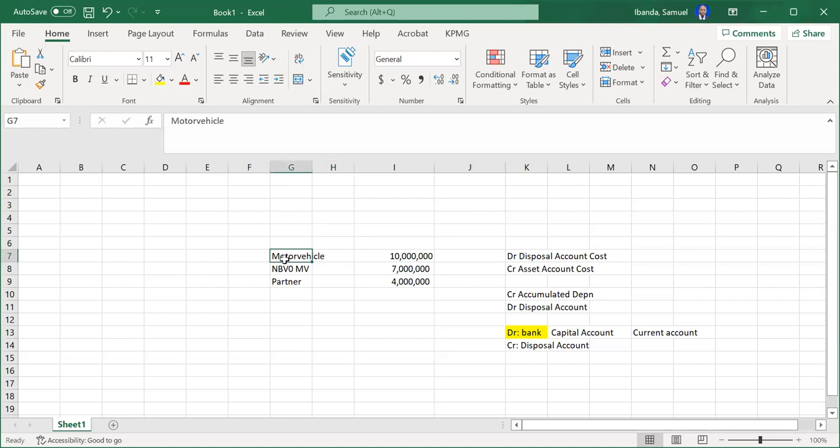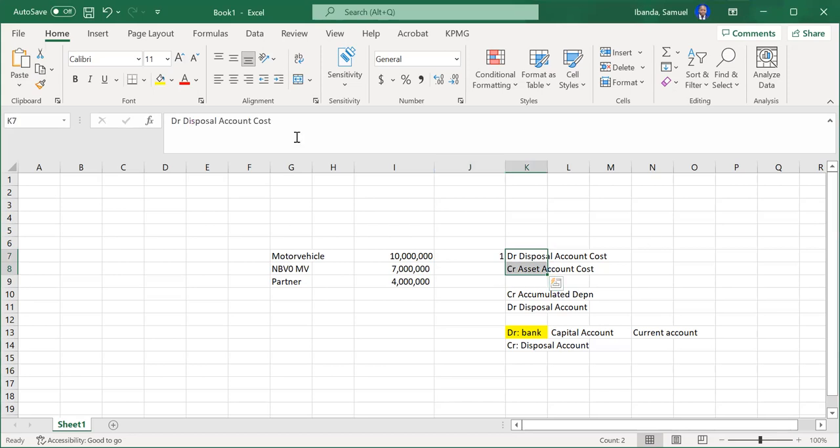Sorry, I was on another page. So I was saying that if the motor vehicle is 7 million, and then let's say the partner is taking this vehicle at 4 million, what I'm saying is, we approach this, and this is a continuous partnership, from the perspective of how a private business would account for a disposal. And I'm saying our first step is usually to recognize the write-off of the asset.